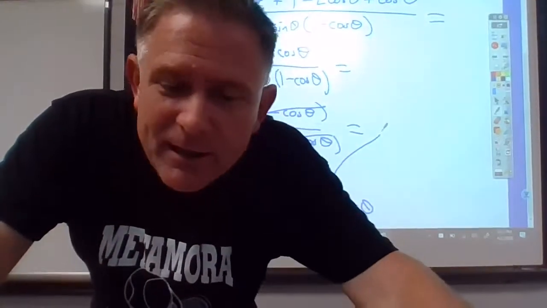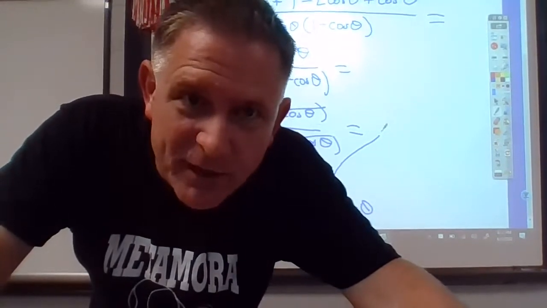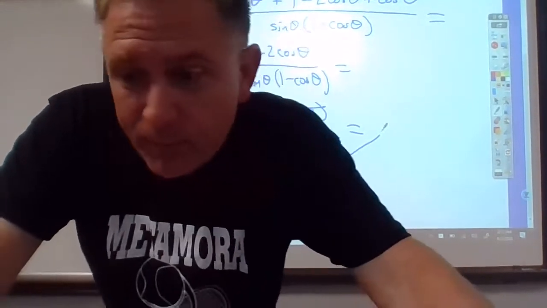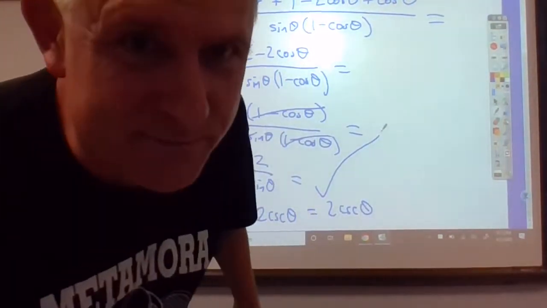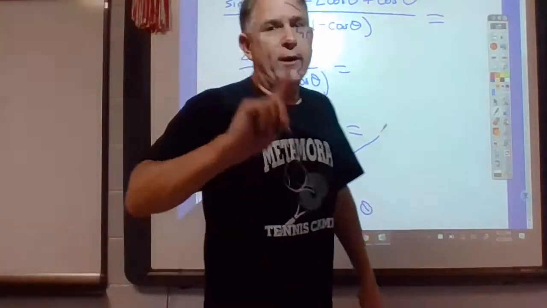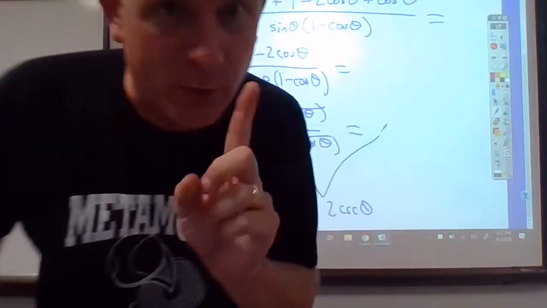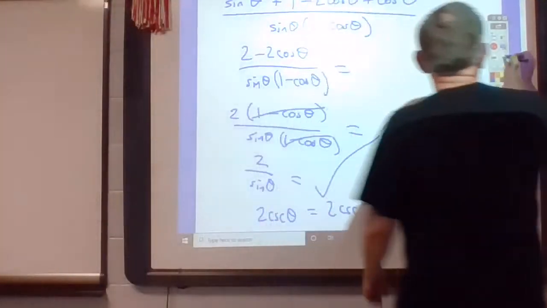Aren't these fun? You have to admit you're having a little bit of fun. We are proving that 2 things are equal using really awesome trig identity stuff. One more. Let's do one more. You want to do one more? One more. Let's do one more. That one.